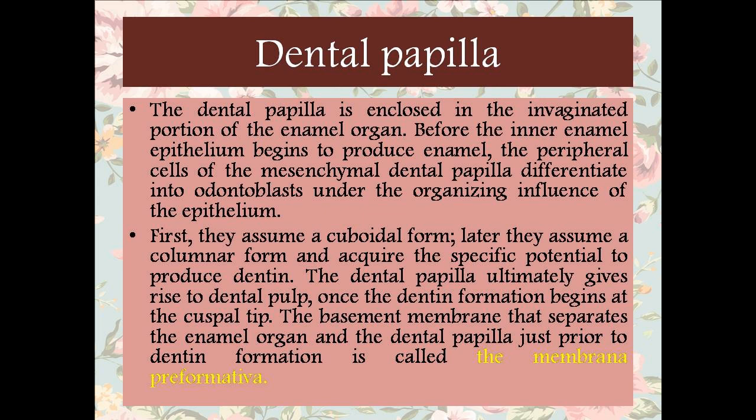Before the inner enamel epithelium begins to produce enamel, the peripheral cells of the mesenchymal dental papilla differentiate into odontoblasts, that is the dentine forming cells, under the organizing influence of the epithelium. Firstly, they assume a cuboidal form. Later, they assume a columnar form and acquire the specific potential to produce dentine. So, the dentine forming cells, that is odontoblasts, are columnar in shape. The dental papilla ultimately gives rise to dental pulp once the dentine formation begins at the cuspal tip.